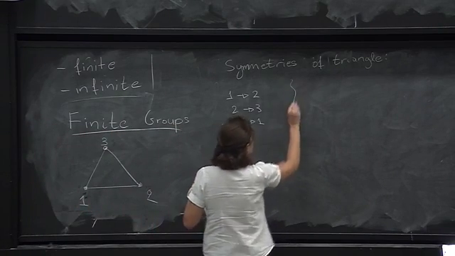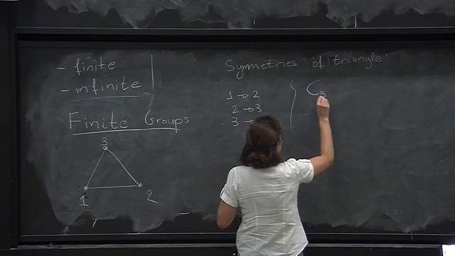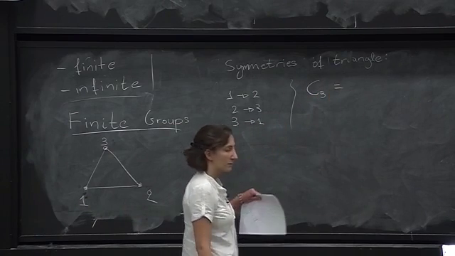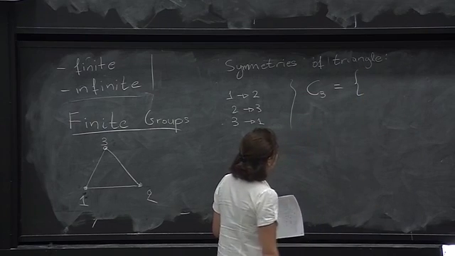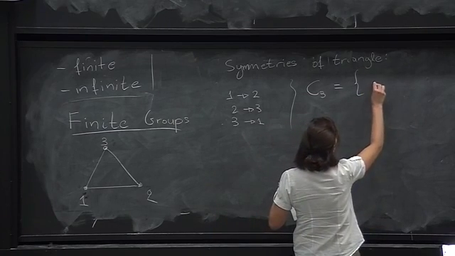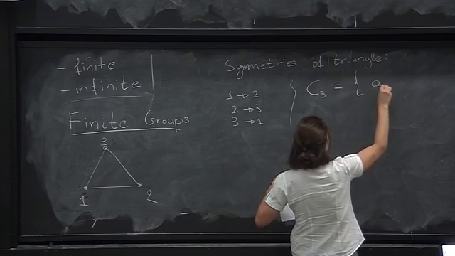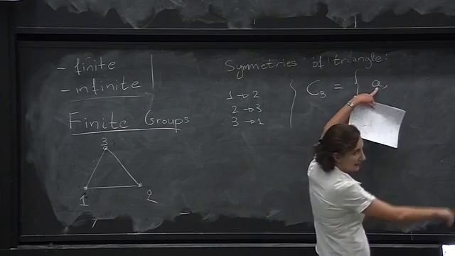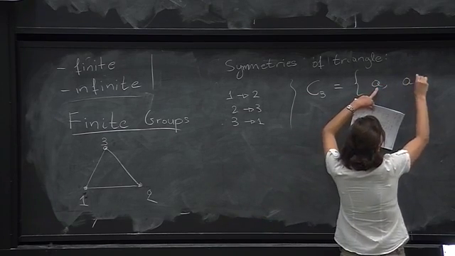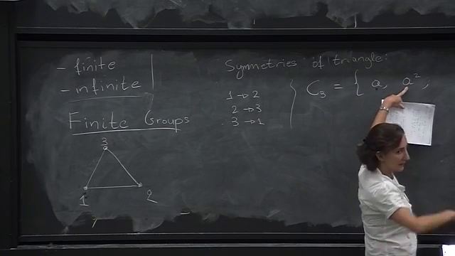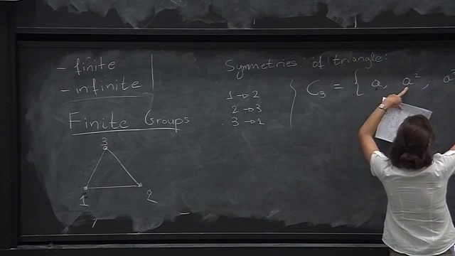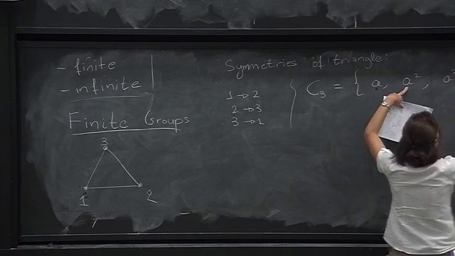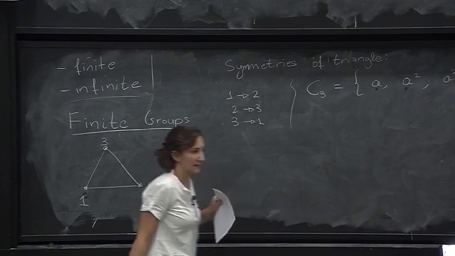So this is actually what is known as C3, the cyclic group with 3 elements. And so if I call the first rotation, I write it abstractly as A. The second rotation will be A squared because I apply A twice. And A cubed will take me back to the identity.